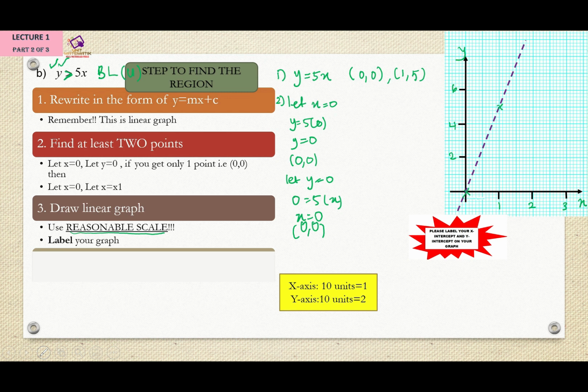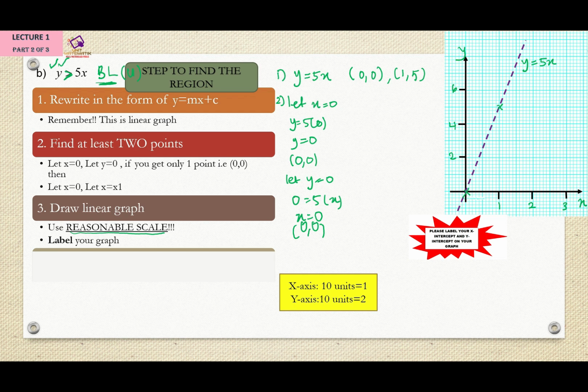Make sure your linear graph is broken line. So here we already know that your linear graph is broken line. And then you should label your graph. So y equals to 5x. Please remember to label your graph. If not, you will lose mark.